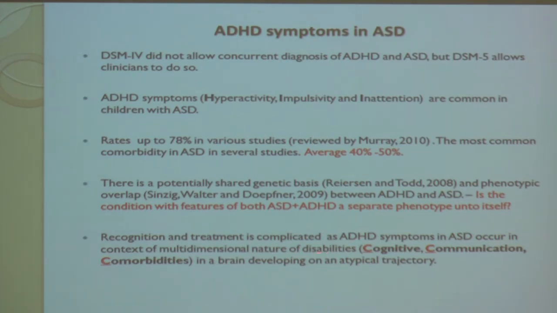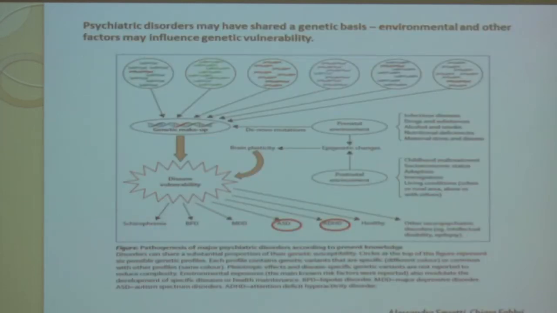And as I said, the recognition and treatment of ADHD symptoms is complicated because of the multidimensional nature of disabilities. There are so many things going on, such as cognitive delays, communication delays, and you can have other comorbid conditions in a brain that is developing differently. And this is just to show the same slide that you had seen earlier, that both autism spectrum disorder and ADHD were found to share some genetic mutations or changes in the genetic makeup, so this might be another evidence for common disease vulnerability.